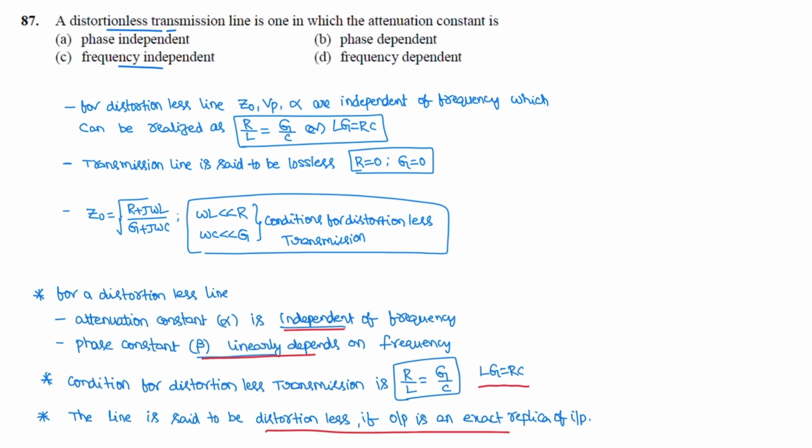Similarly, for a lossless line, resistance R is 0 and conductance G is also 0. For a distortionless line, Z0, phase velocity and attenuation constant alpha are independent of frequency, which can be realized as LG is equal to RC. So the correct option is C. The attenuation constant is frequency independent. Next question.